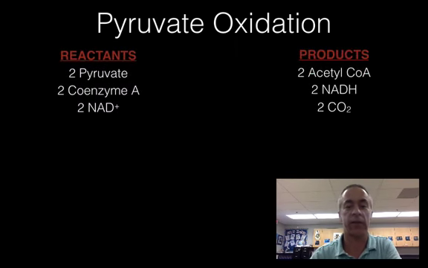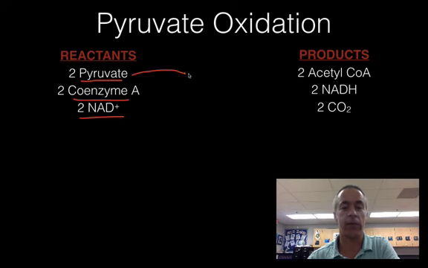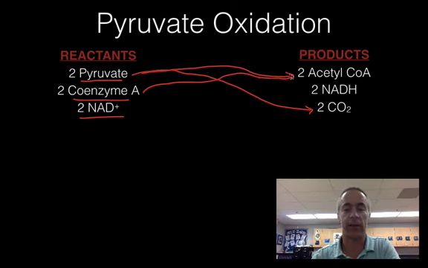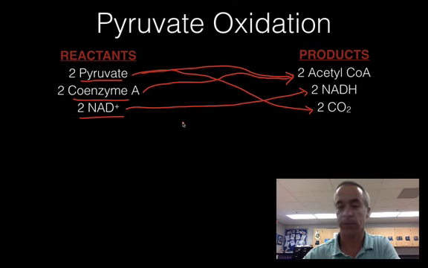So again, summing everything up here, in pyruvate oxidation, we start with our 2 pyruvate molecules that came from glycolysis. We have 2 coenzyme A's and 2 NAD+. And here our pyruvate ultimately is going to lead to our CO2 as well as our acetyl-CoA. Our coenzyme A is going to help make up this acetyl-CoA, and then the NAD+ is going to become NADH.